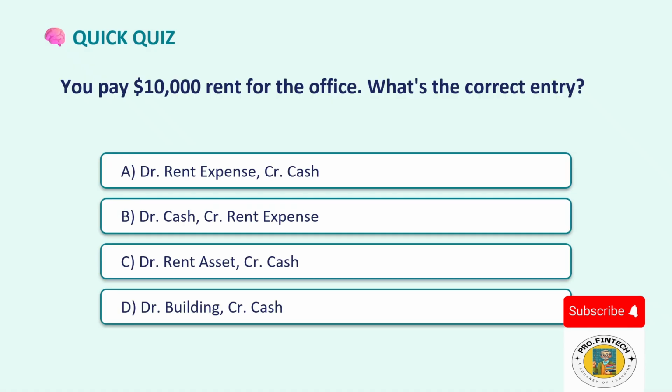Time for a quiz. You pay $10,000 rent for your office space. What's the correct journal entry? Think about it. Pause if you need to. Answer: debit rent expense account, credit cash. Why? Rent is an expense, DEA, and it's increasing, so we debit it. Cash is an asset, DEA, and it's decreasing, so we credit it.